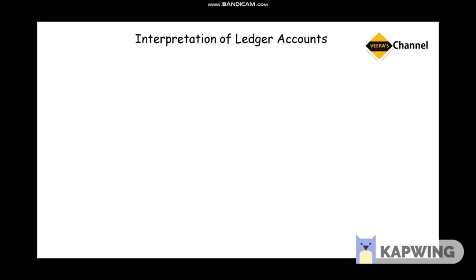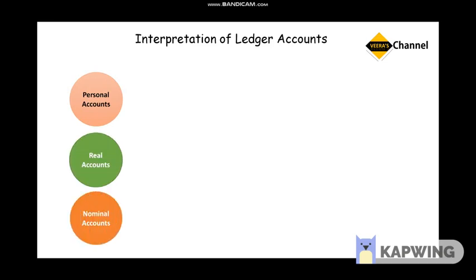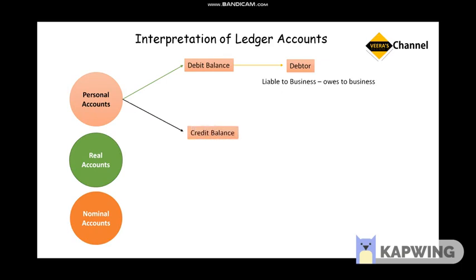Now, after knowing how to balance the accounts, we'll see how to interpret the accounts based on the balances in the account. We are going to interpret based on types of account, that is personal, real and nominal. For personal accounts, if you have a debit balance, that account is a debtor to our business. That means that account is liable to our business. If a personal account has a credit balance, that account is a creditor to our business. That means our business is liable to that personal account.